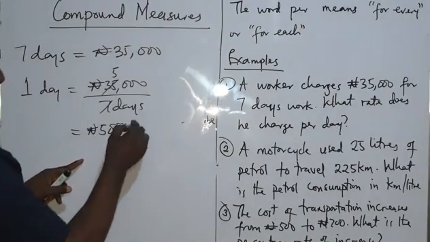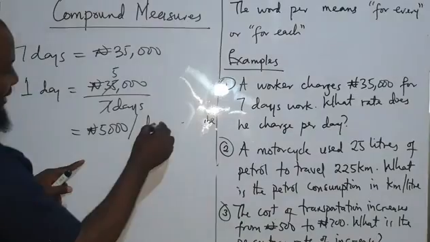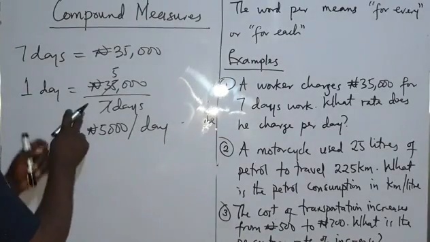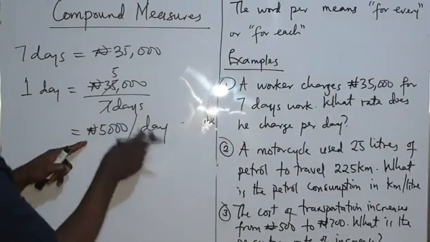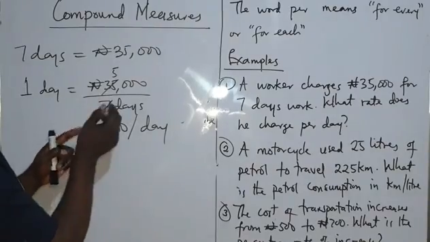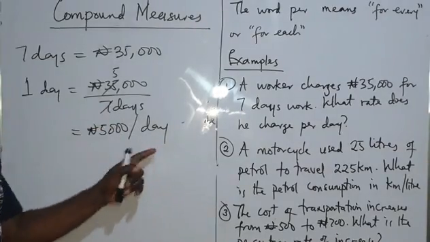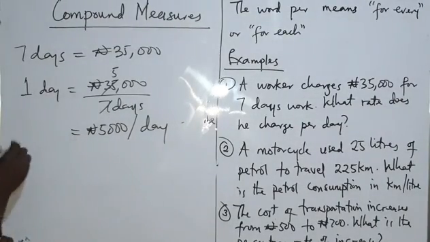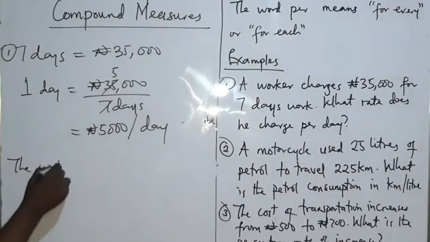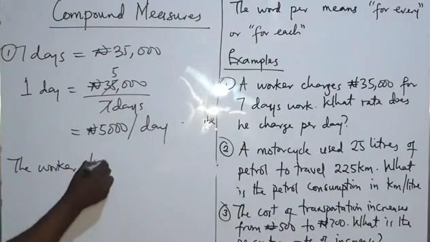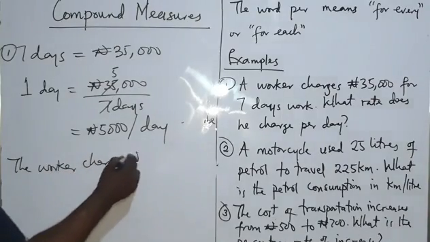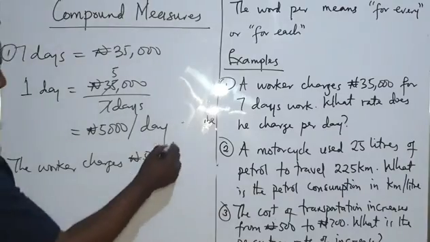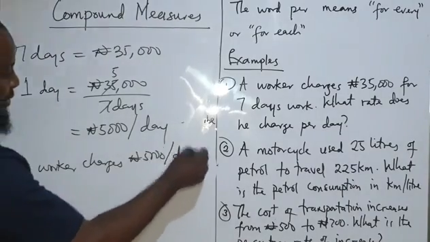5,000 naira per day. You can see 5,000 naira per day. The naira is still there, the day goes with it. So 5,000 naira per what? Day. So per 1 day, the worker charges what? 5,000. So you are going to write it this way. That's number 1. The worker charges 5,000 naira per day.